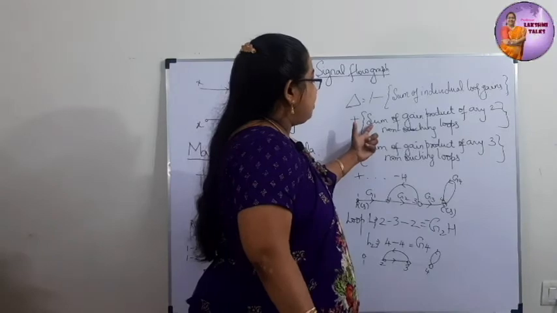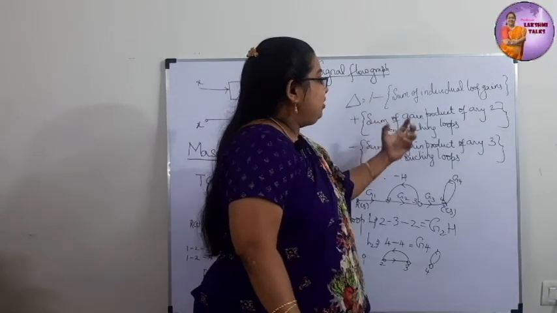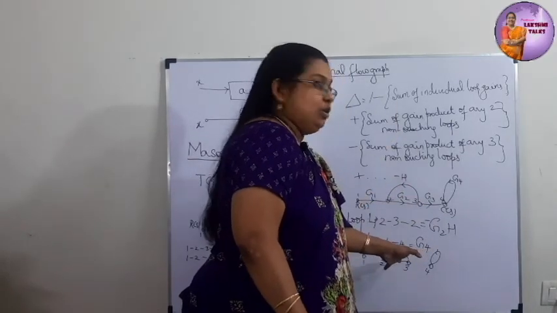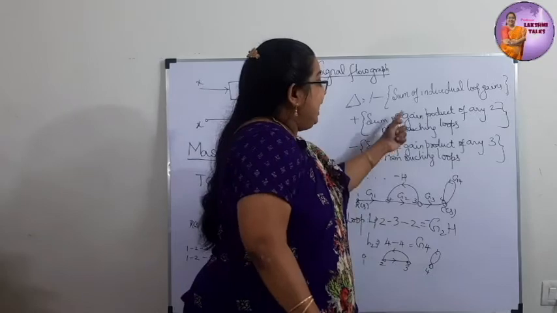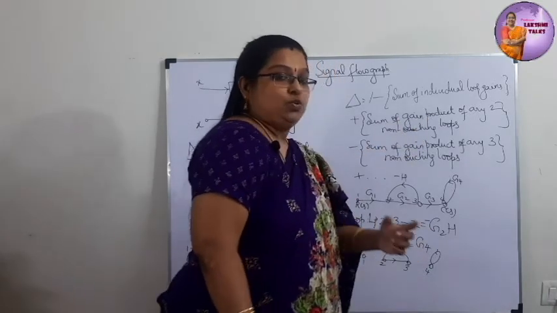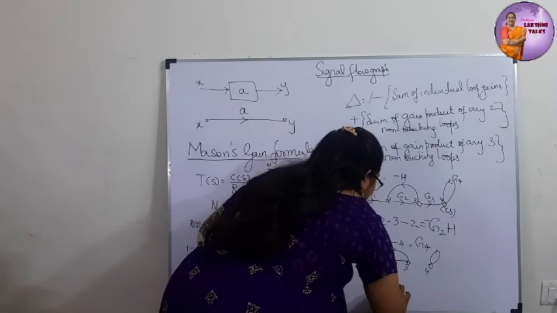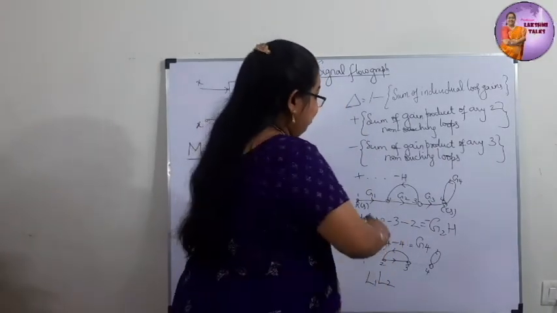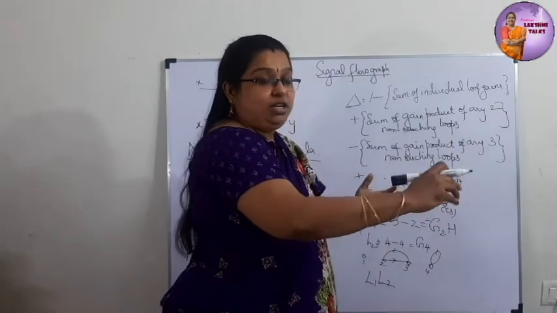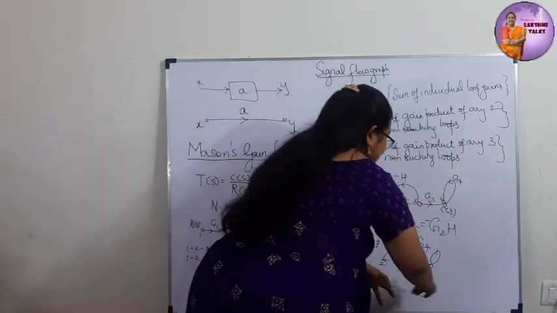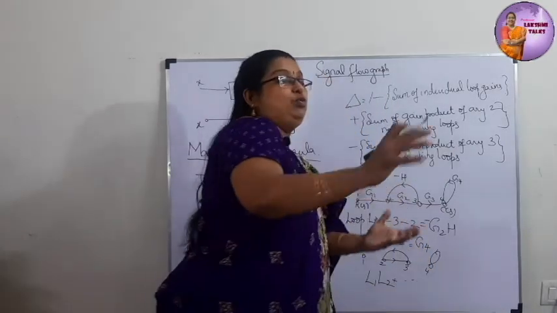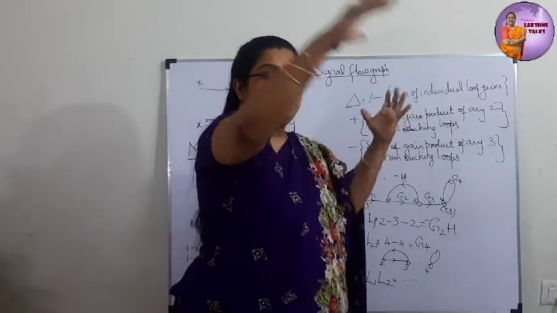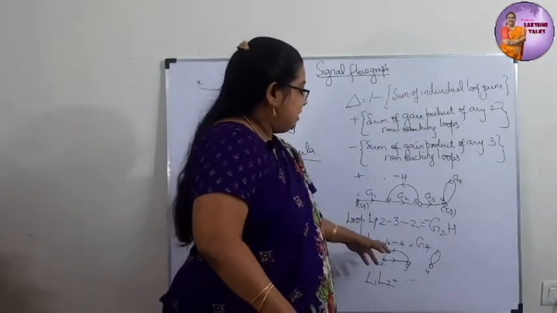So when you're asked to find out the sum of gain product of any two non-touching loops, this particular problem has two non-touching loops. Okay? So gain product of two non-touching means L1 into L2. Similarly, if you have many more two non-touching loops, you have to multiply them and add, and so on. That is sum of gain product of any two non-touching loops. And if you have any three non-touching loops, L1, L2, L3, so on. Okay, so that is how it goes on.